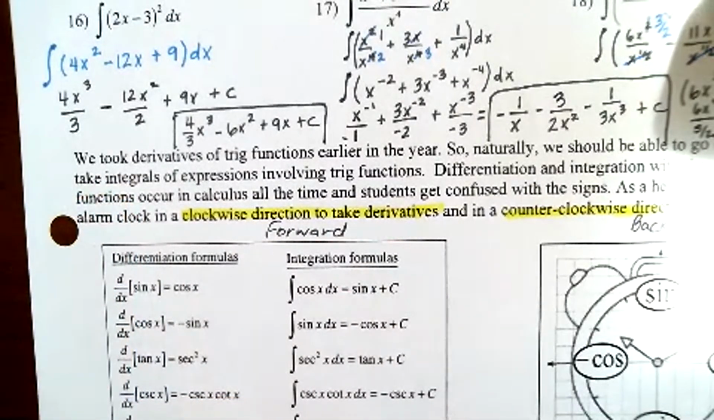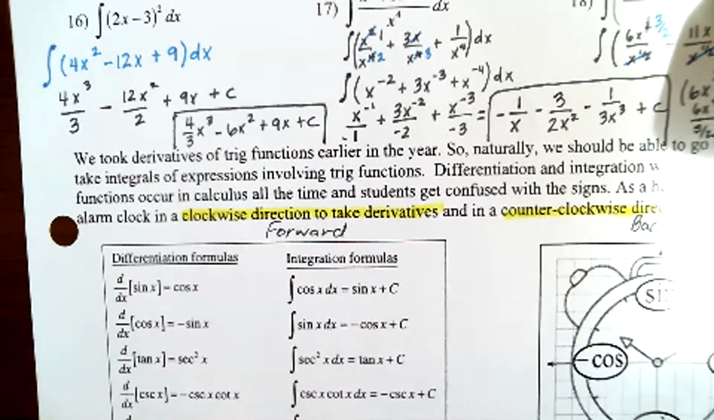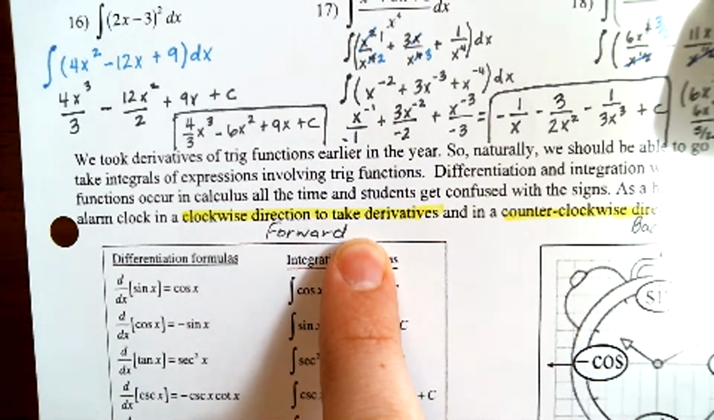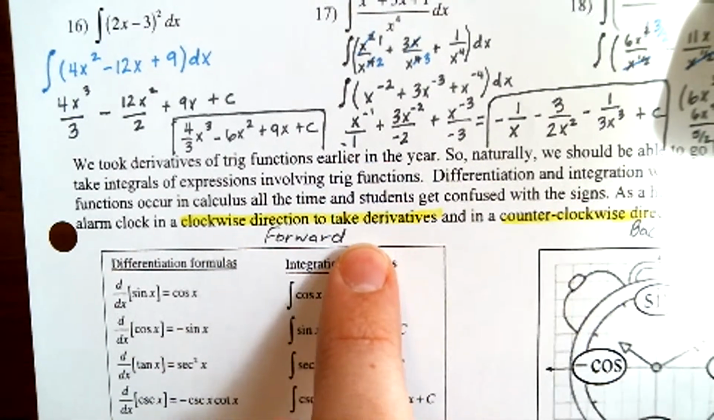We took derivatives of trig functions earlier in the year, so naturally we should be able to go backwards and take integrals of expressions involving trig functions. Differentiation and integration with sine and cosine functions occur in calculus all the time, and students get confused with the signs. As a helpful hint, follow the alarm clock in clockwise direction to take a derivative, and counterclockwise direction to take integrals.